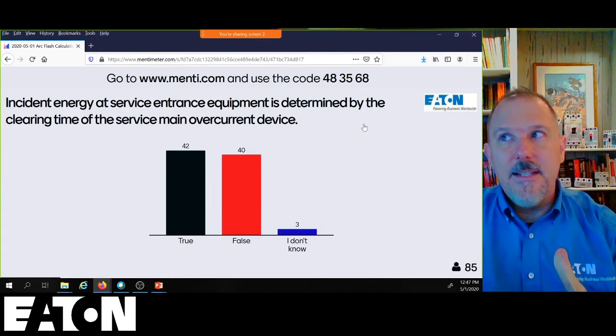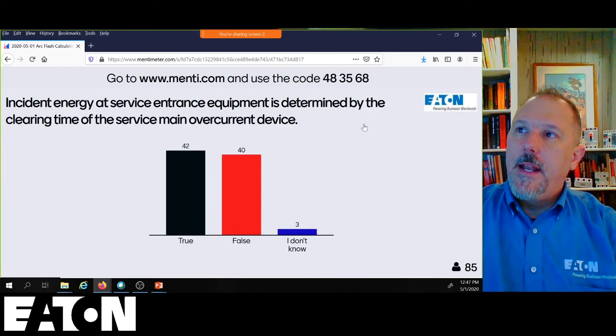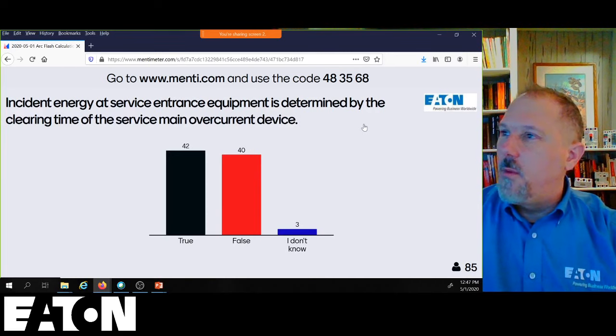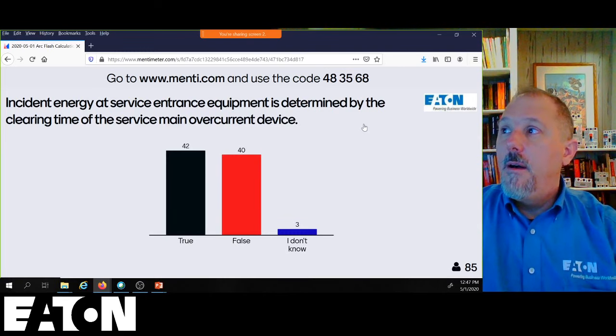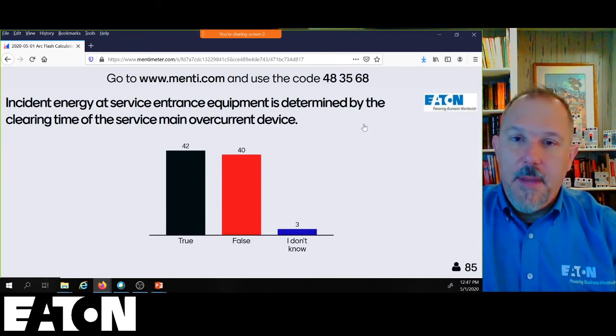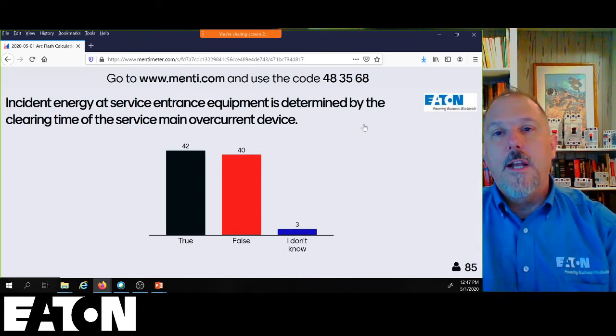But in any case, I would argue that at service entrance equipment, you do not determine the clearing time and the incident energy based upon the main overcurrent device in that equipment. You've got to go upstream.